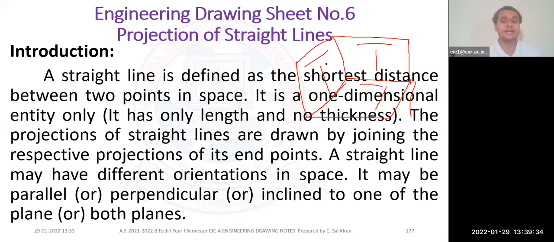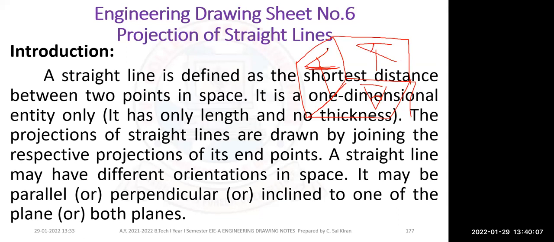Or else it can be inclined in such a way that this is parallel. For the parallel, I am taking an angle. So this is inclined to the profile, inclined to the vertical plane. Already this is my horizontal plane, which is parallel to the horizontal plane. If I take an angle, it is inclined to this horizontal plane. Already this is parallel to the profile plane. If I take any angle, this is the inclination to the profile plane. So anything can be possible.